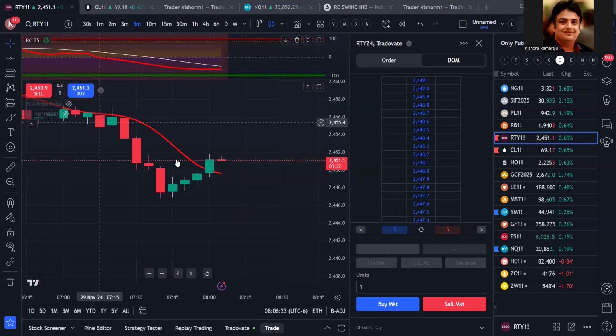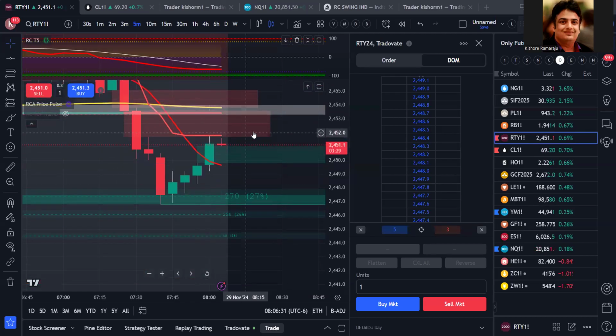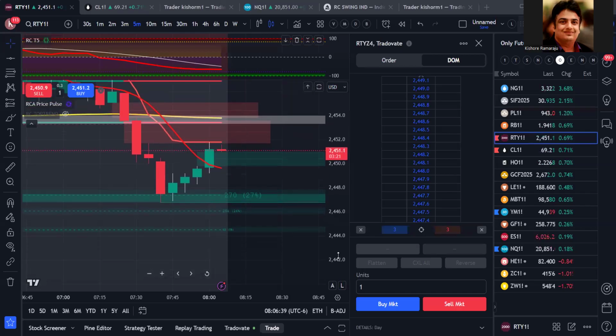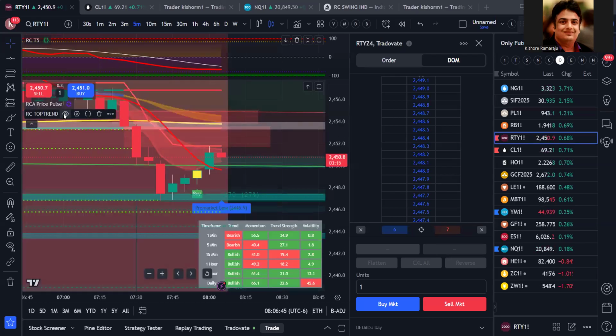Your price pulse, if you see, is still red. This line is still red. It did not turn to blue. There are a lot of sellers here. So price may go a little bit up and then again drop. So better, until you have 90% confidence that it will go all the way up.